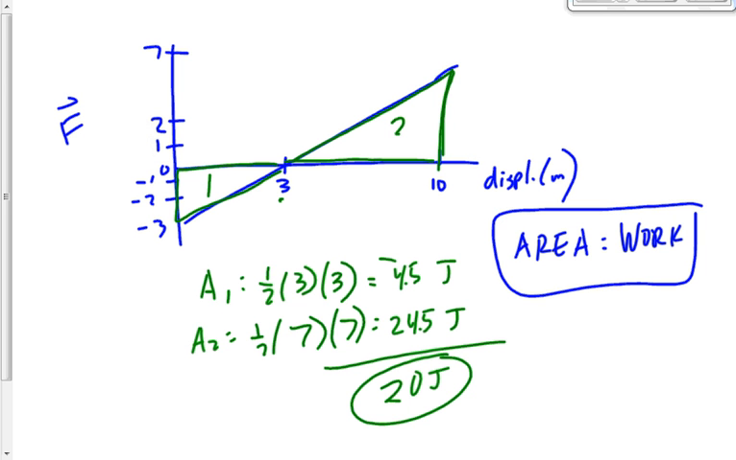Yes, exactly. Because the force applied is negative. If the force applied is negative, you're taking energy away. This adds energy to the system. This takes energy away. This has got to be a negative.